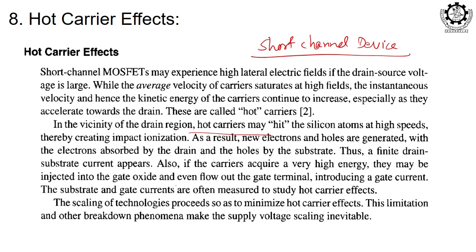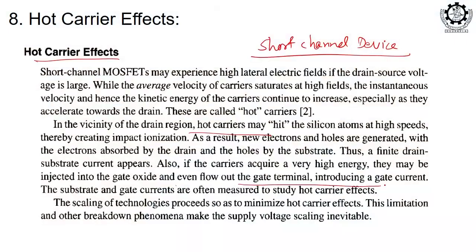Because of this additional generation of electron hole pairs, your drain current will increase, and for the long term this can also create a drift of drain current. Suppose your MOSFET was showing a specified current, but if you keep on using it for a longer time, you will see some drift in the current, and that drift happens because of these hot carrier effects.